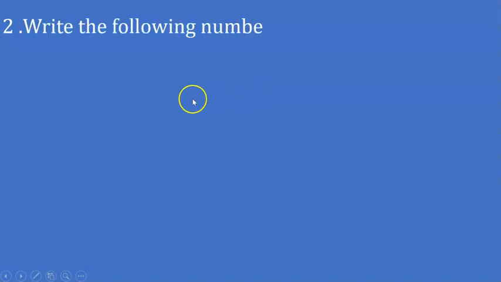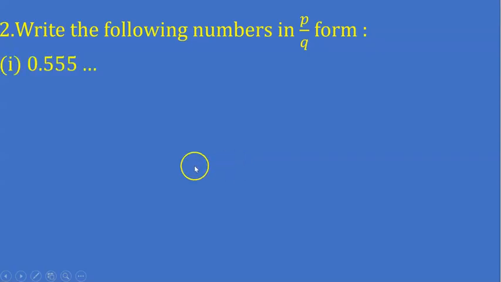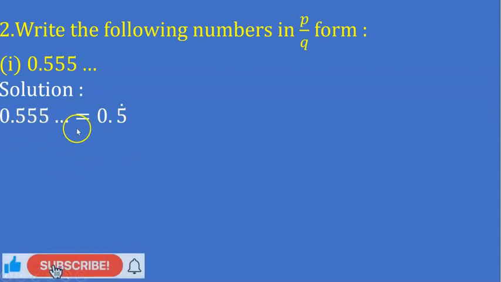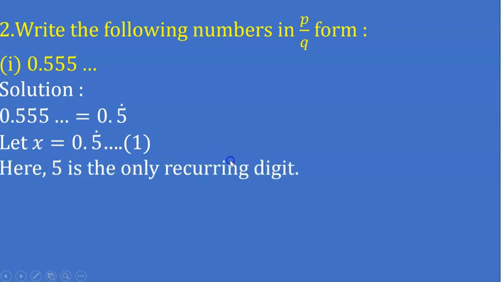Next, write the following numbers in p upon q form. These are the examples. Now we'll solve one by one. First example, 0.5555... Now the solution: 0.555... is equal to 0.5 with a dot. Let x equal 0.5 recurring. This is the first equation.